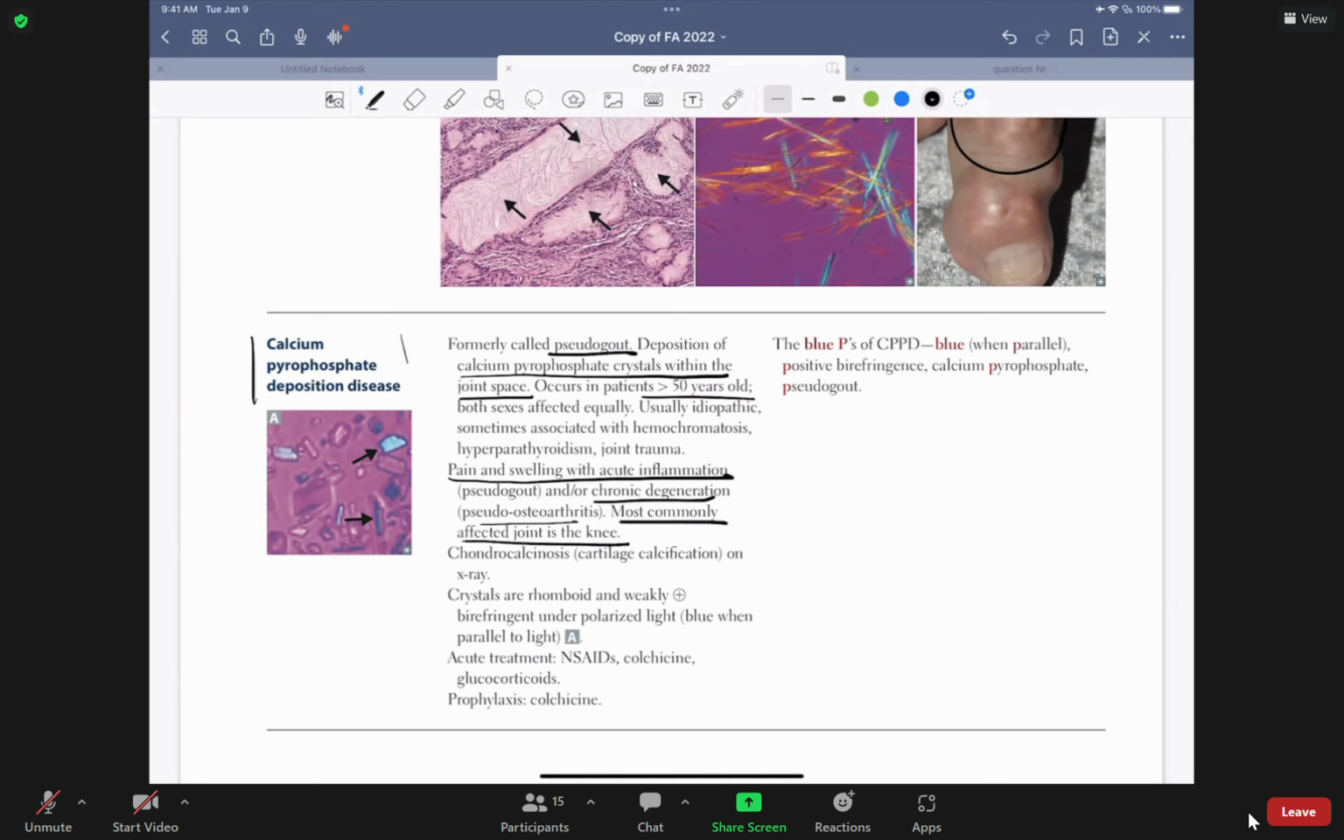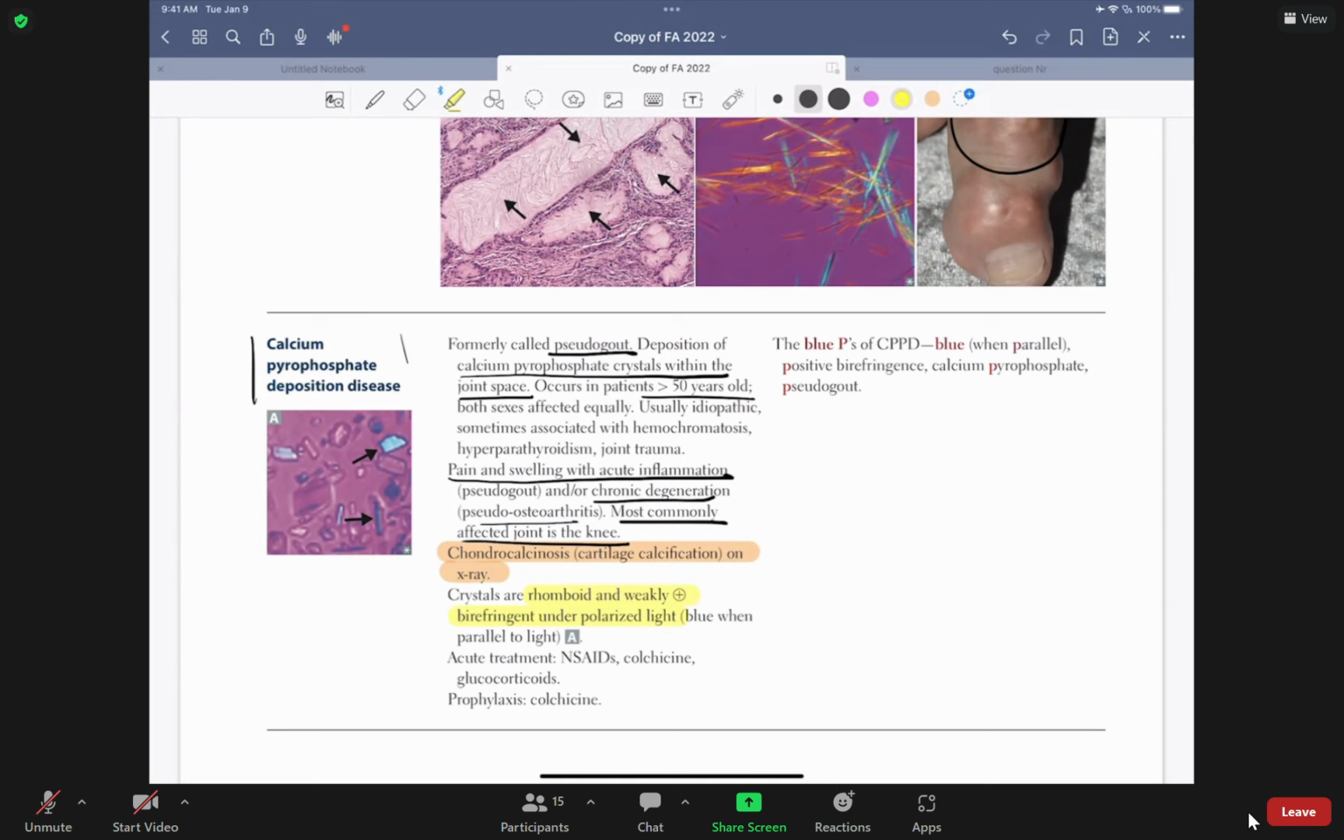Knee joint is affected almost like arthritis. Here, what happened, all that cartilage in the joint becomes calcified. When calcium deposits in the cartilage, we call that chondrocalcinosis, okay? So calcium deposition, folks, okay? These crystals are rhomboid and weakly positive birefringent under polarized light. You need to know that. Okay, this is the weakly positive.